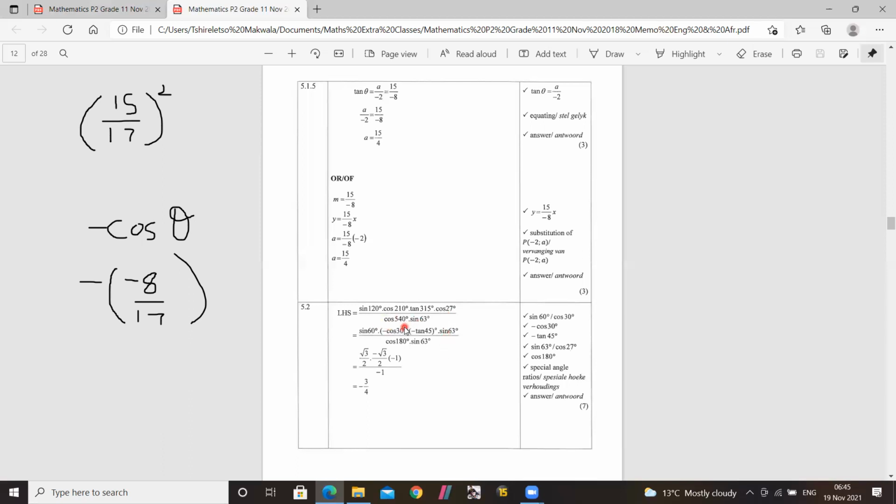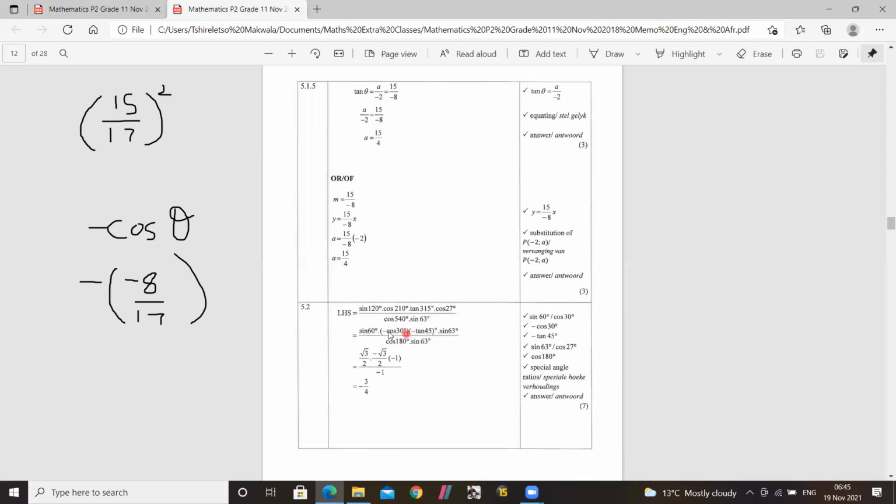Then this cos 554, because 554 is greater than 360, the first thing you're going to do is subtract 360 from 554. After subtracting 360, you get 180, so you can leave it as cos 180. Then you have sine 63 here, so you can leave it alone so that they cancel each other out. So sine 63 will cancel out sine 63.